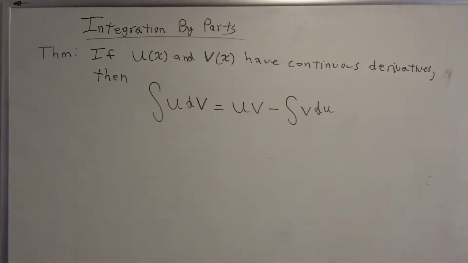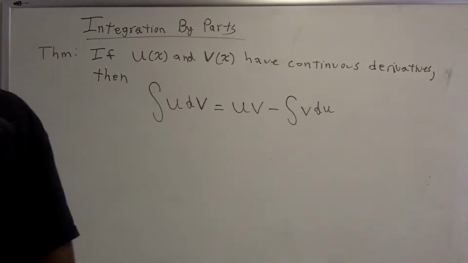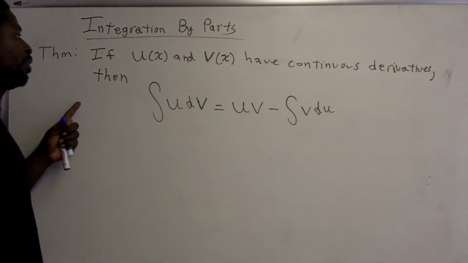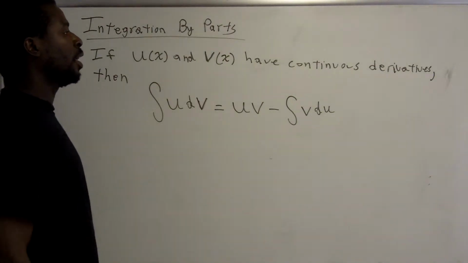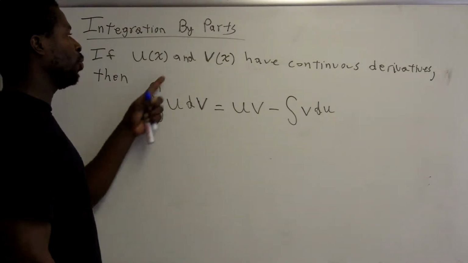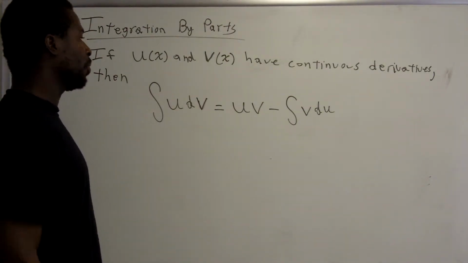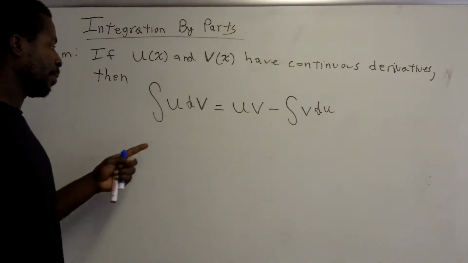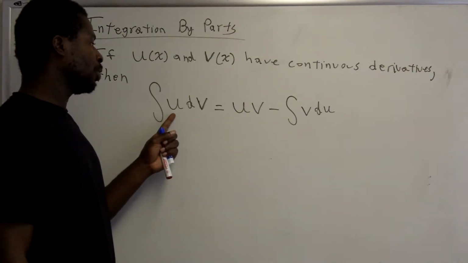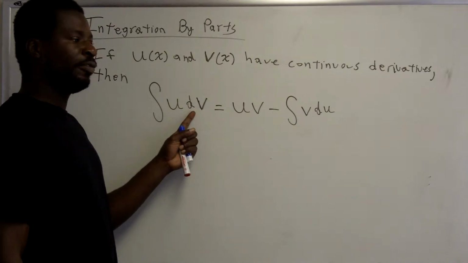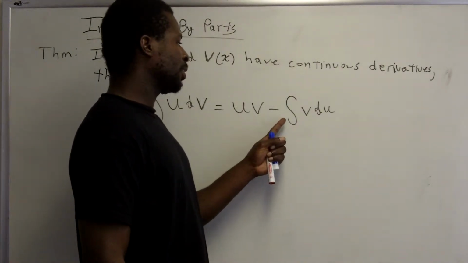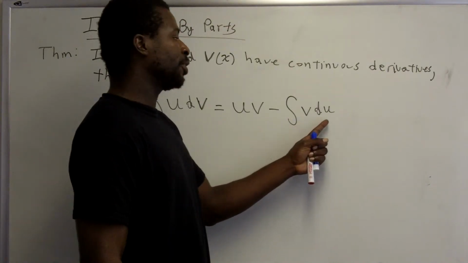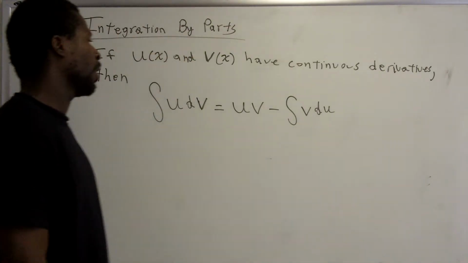Okay, let's talk about integration by parts. Here's the theorem for integration by parts. It says if u of x and v of x have continuous derivatives, so we have two functions of x with continuous derivatives, then the integral of u times the differential of v is equal to u times v minus the integral of v times the differential of u.